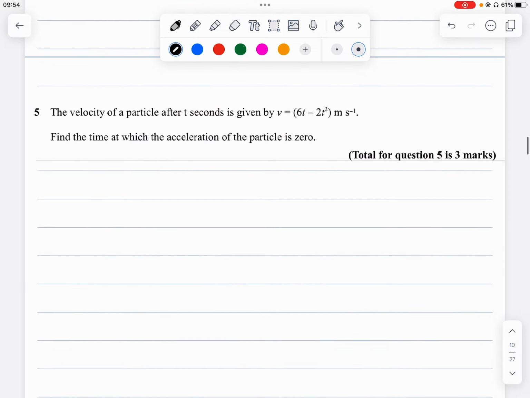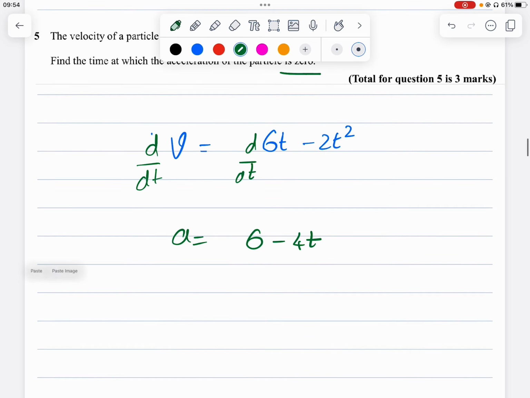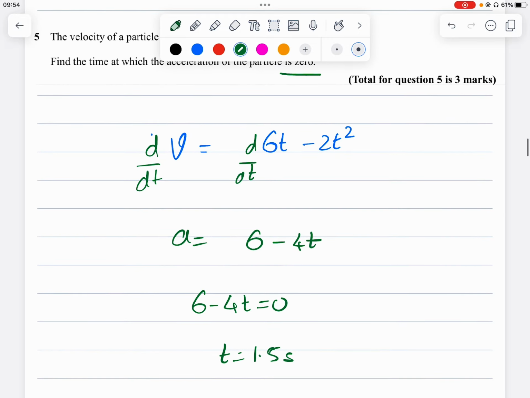Now question number 5. The velocity of the particle is given, find acceleration. Velocity is 6t minus 2t square. I want acceleration, which means differentiate with respect to time. So acceleration equals 6 minus 4t. When the acceleration is 0, 6 minus 4t should equal 0. This gives me t equals 1.5 seconds.